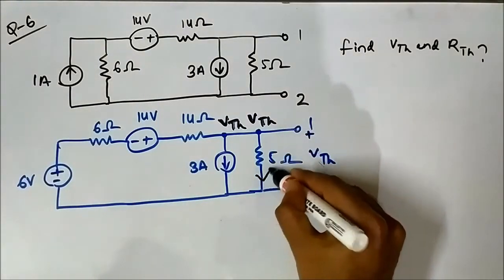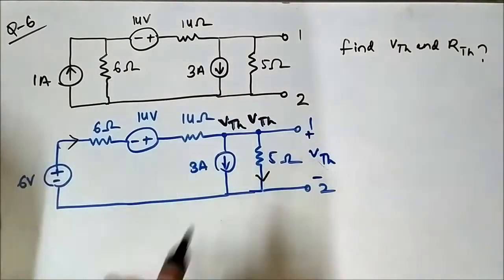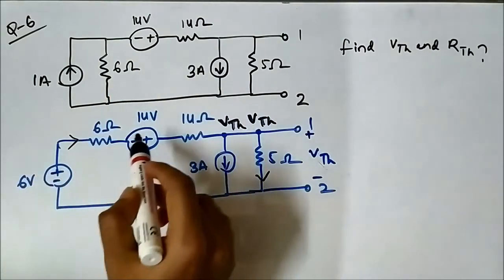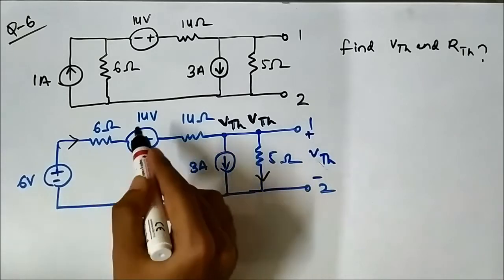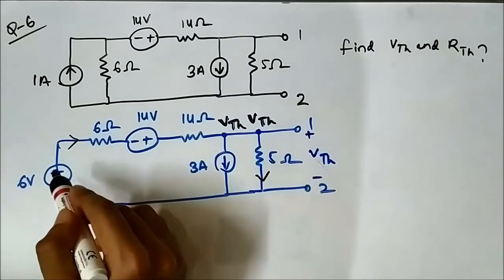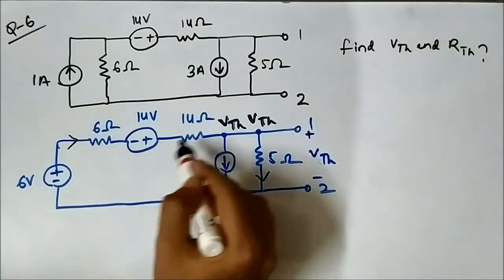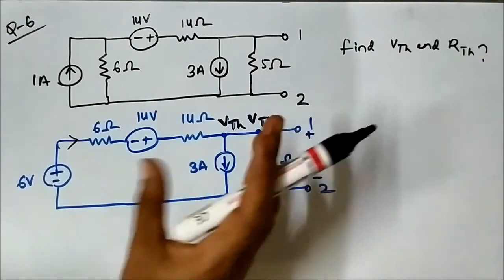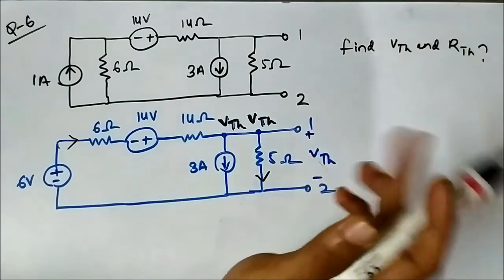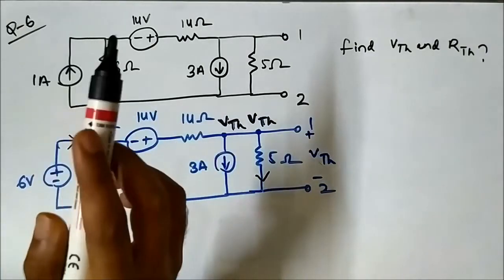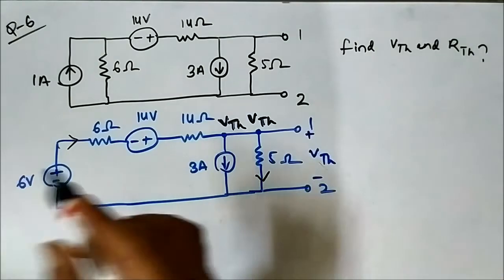Let us assign the current directions like this. Here this can be thought of 6 volt and 14 volt, they're in the same order, sign is same, minus plus minus plus. We can think of it as a 20 volt voltage source. 14 plus 6 is 20 volt, and this resistor 6 ohm and 14 ohm are in series, so we can combine it to form a single resistor, that is 20 ohm. 6 volt plus 14 volt 20 volt single voltage source, 6 ohm plus 14 ohm 20 ohm single resistance.